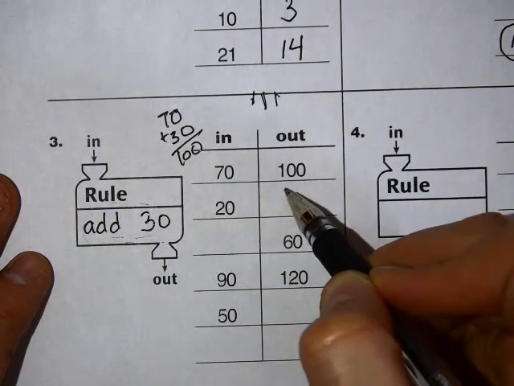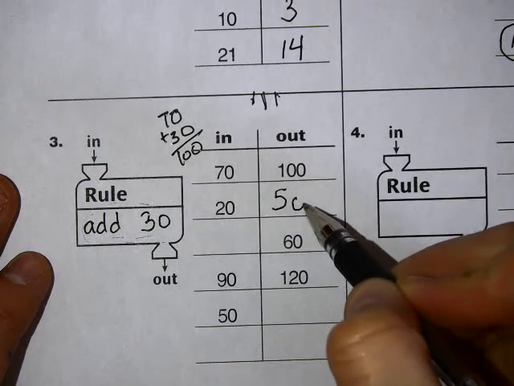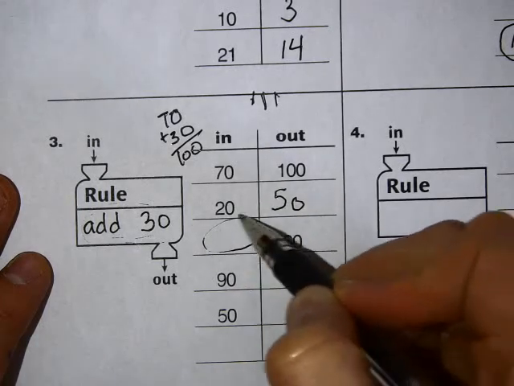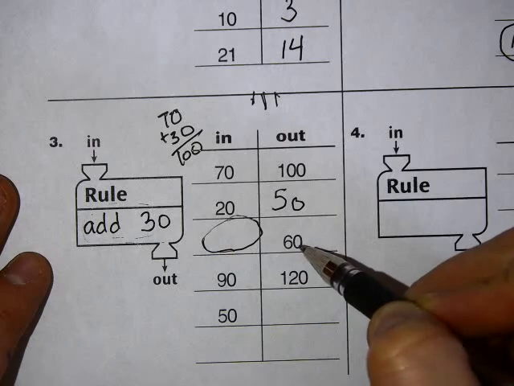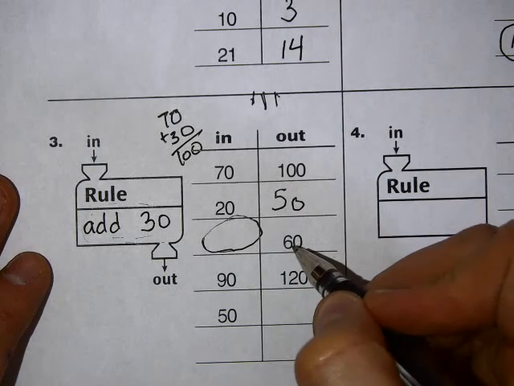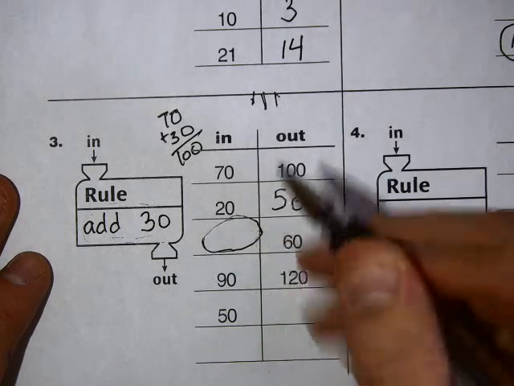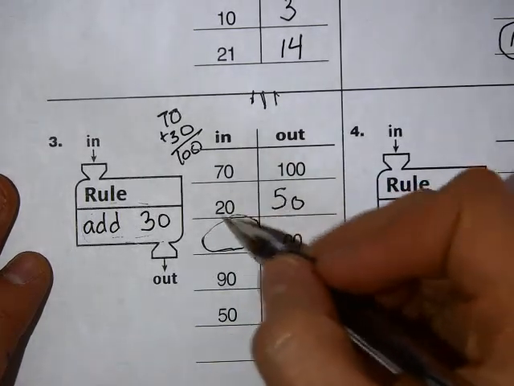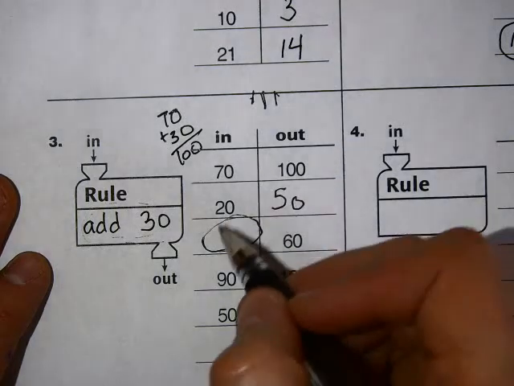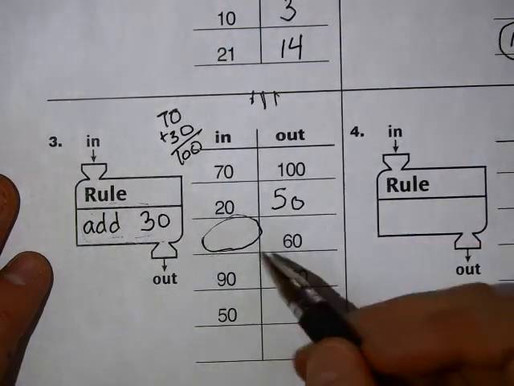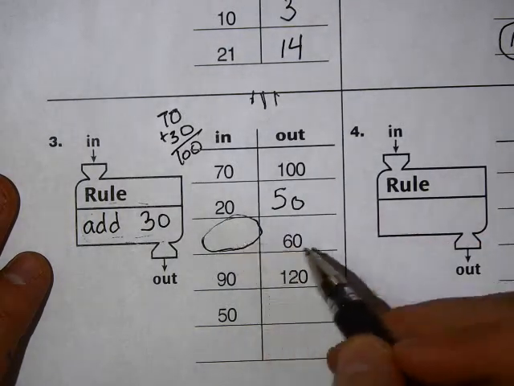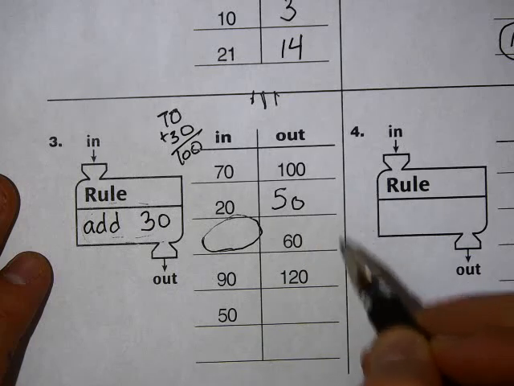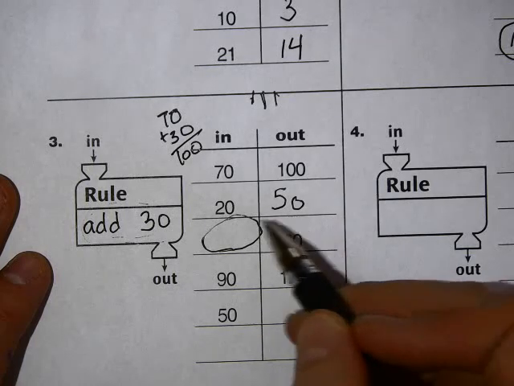So 20 plus 30 is 50. And then I know something plus 30 is 60. So I have to either subtract or I have to count up. I have to try some numbers maybe and count up. Whatever strategy you use is your choice to figure out what this number is. I'll just tell you, it's going to be less than 60. You're not adding 30 to 60 because that would be a different number. Okay? It's less than 60.